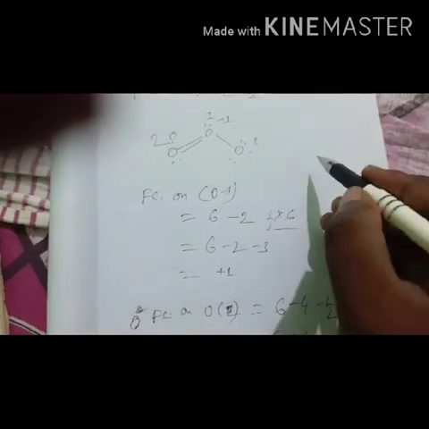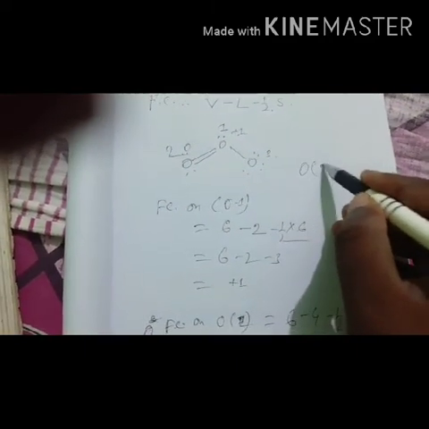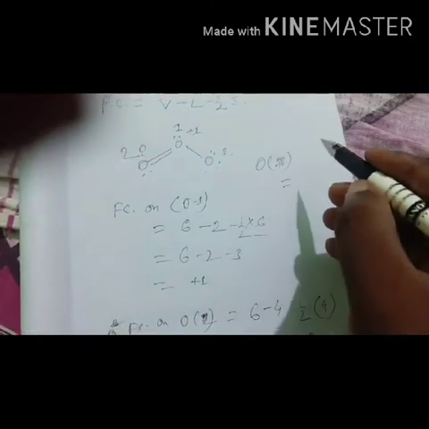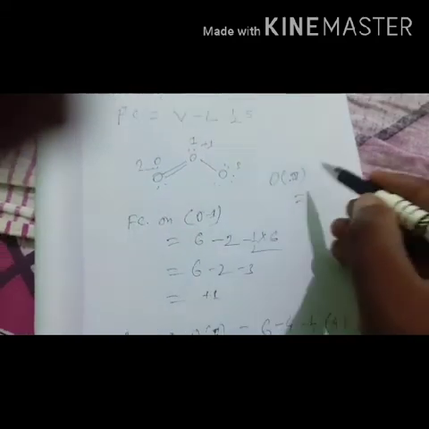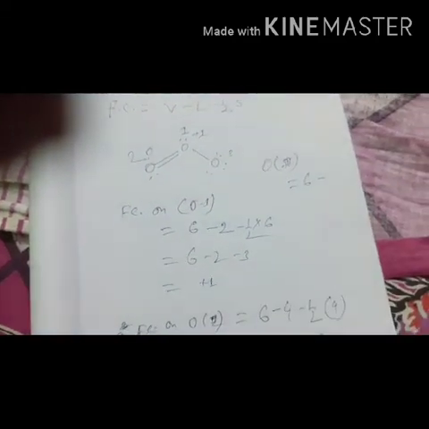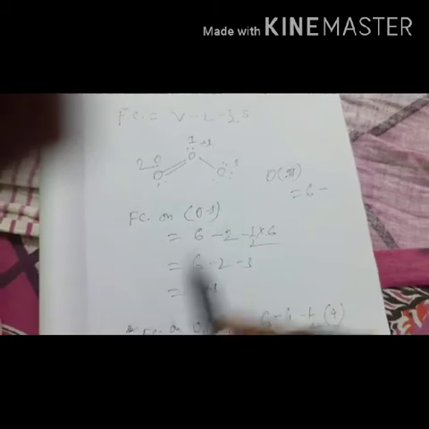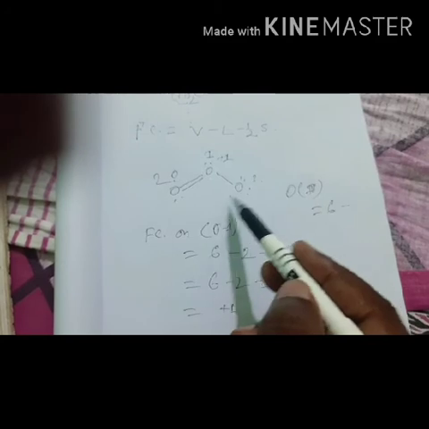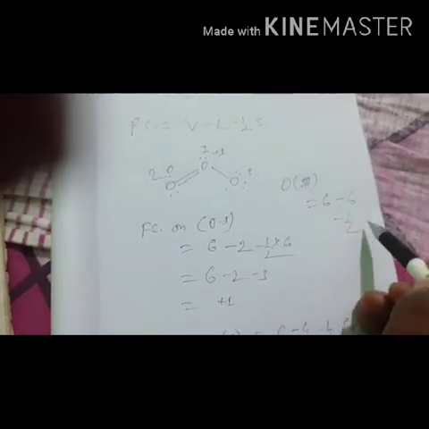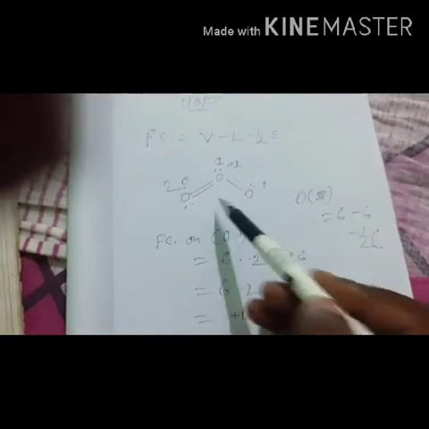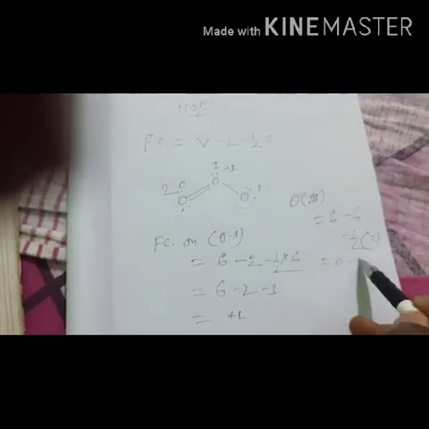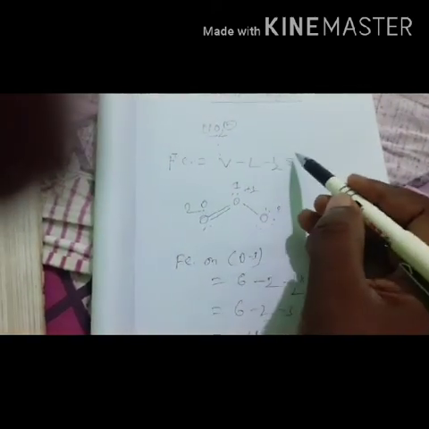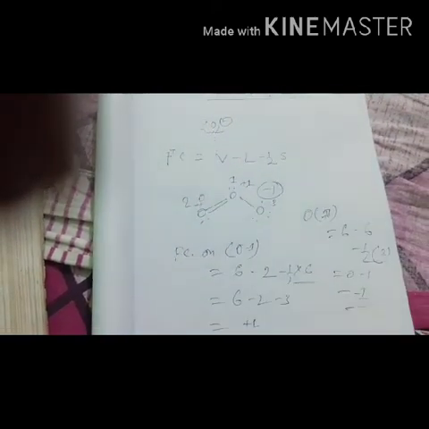Now for oxygen 3, what would be the formal charge? The valence electrons are 6, minus the lone pair electrons, 2 plus 2 plus 2, which is 6, minus half of the shared electrons, which is 2. So it will be 6 minus 6 minus 1, which is minus 1. That means for this oxygen there will be a -1 charge.